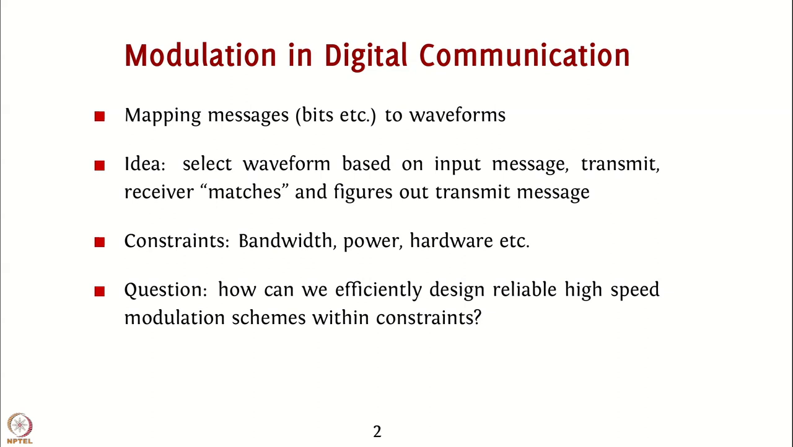Right now, our focus will be on mapping these bits or symbols to waveforms. The constraints involved in the design of these modulation waveforms are bandwidth, power, hardware, and various other aspects that the design may offer. The question is, how can we most efficiently design reliable high-speed modulation schemes within the constraints that are given to us by the system? In this lecture, we will be looking at some of the most common modulation schemes and discuss how we can put them together by looking at them in GNU Radio as well.